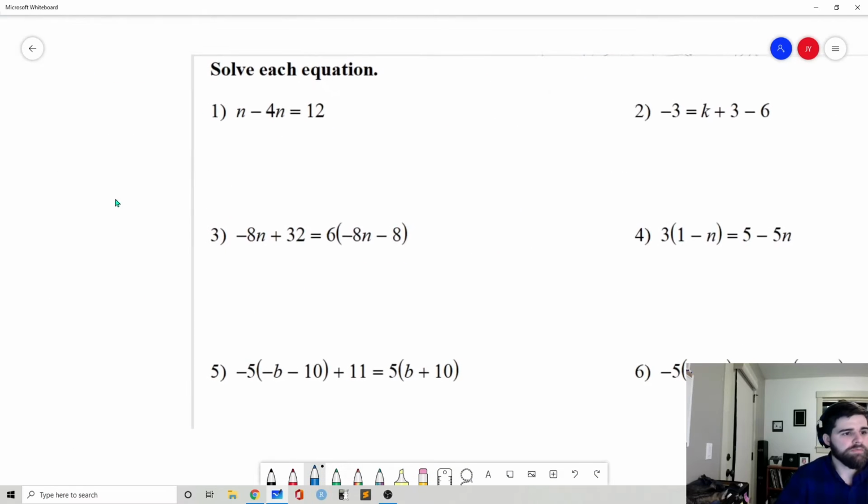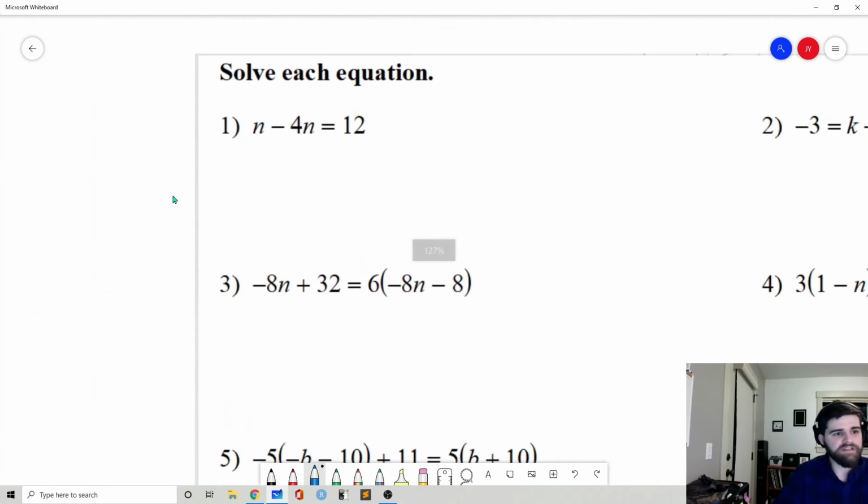All right, so we'll start off pretty simple. We've got n minus 4n equals 12. It doesn't matter if the variable is x or n or b or a kitty cat face. It's just a symbol to represent some value that's unknown or some value that's changing. All right, so there's nothing to distribute here. We don't have any parentheses, but we do see some like terms on the left-hand side.